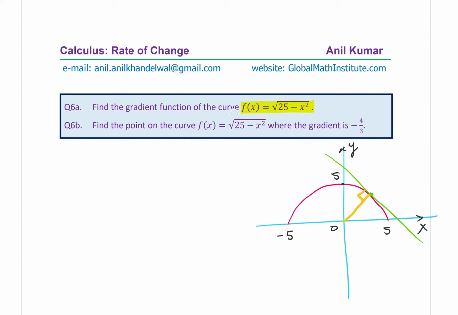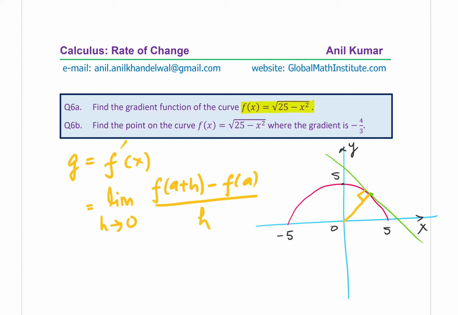So when you say find the gradient function, we're not interested in the answer. We are interested in what g equals, right? What is g? That is the gradient function you have to find, correct? So you have to begin with the limit as h approaches 0 of f of a plus h minus f of a over h, and then do all the calculations and get to the result, right?